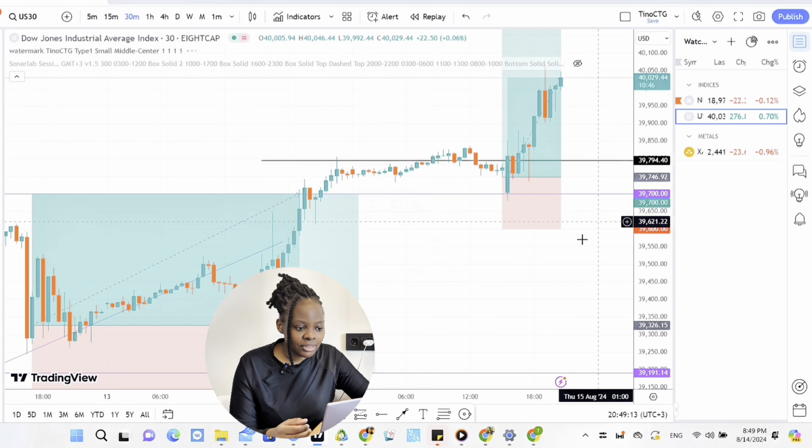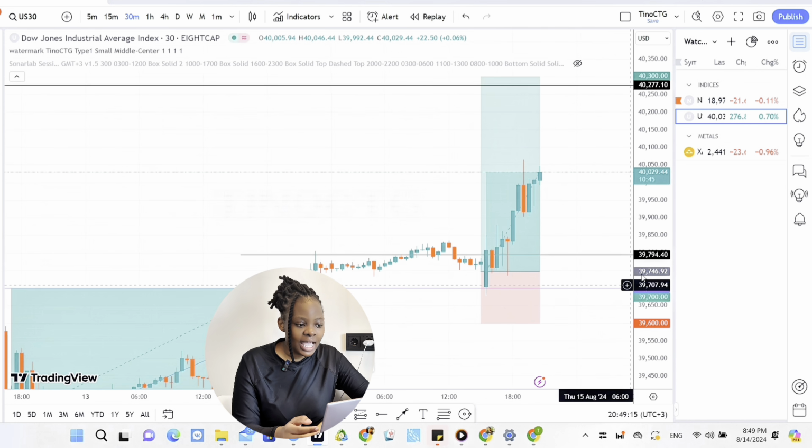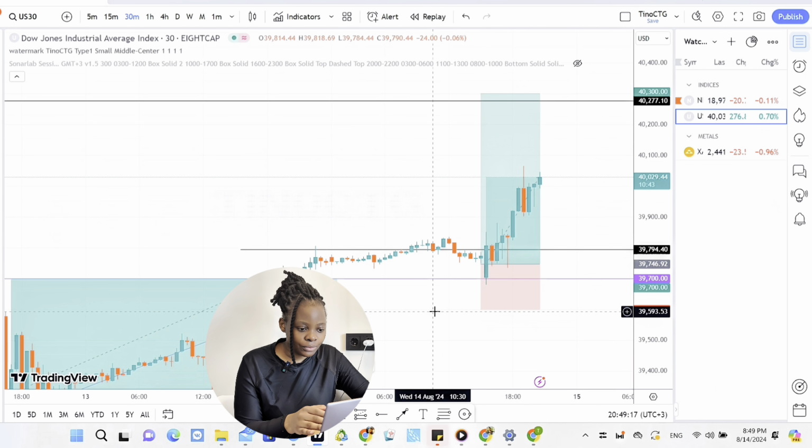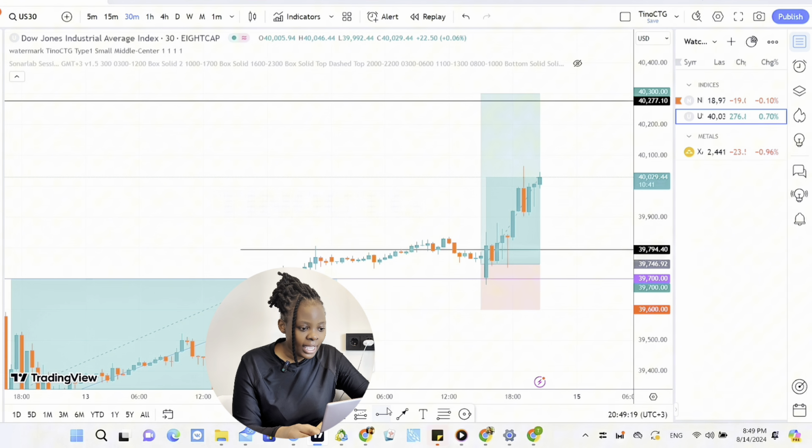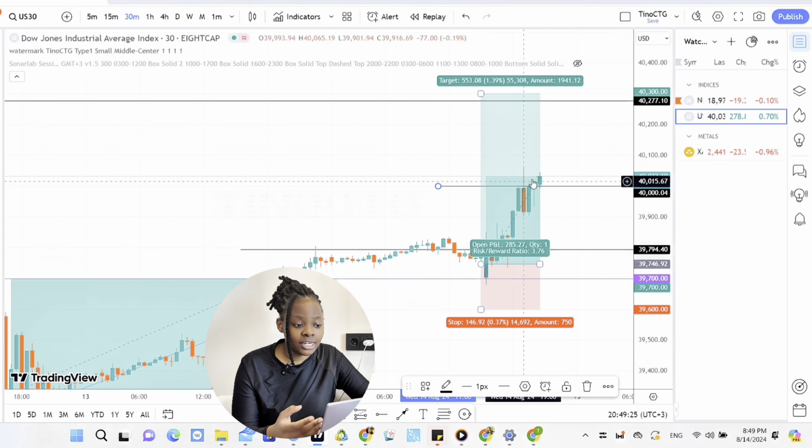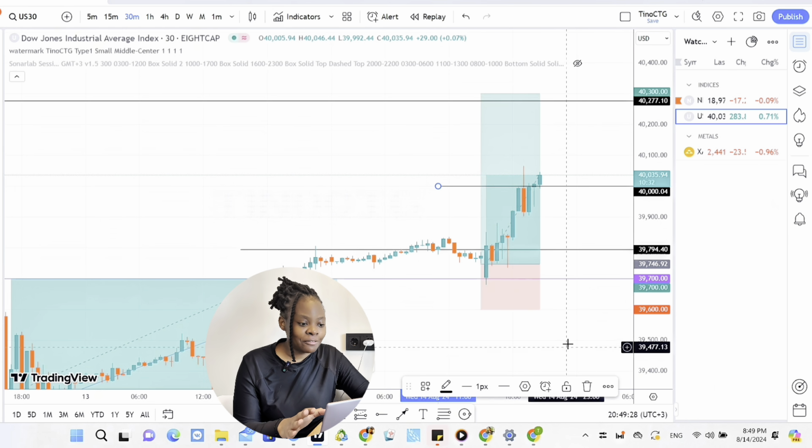US30 is still the same thing, right? We did add positions at 40,000 right over here, and you can see at the zone that it has broken out of the zone, which is a good sign. It broke and closed. So now I'm really waiting for breaks and closes.